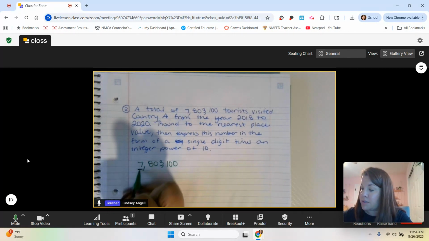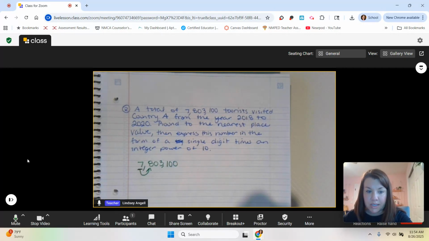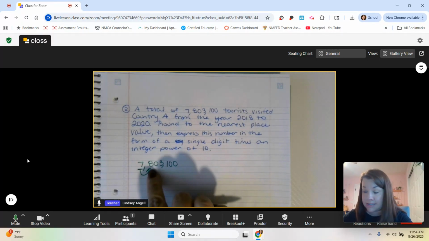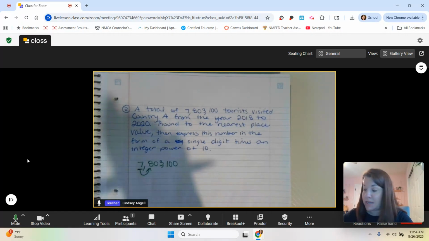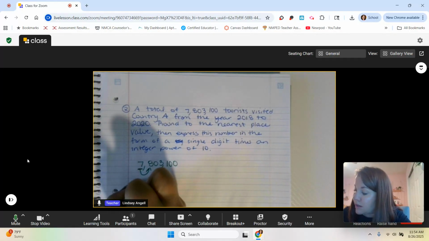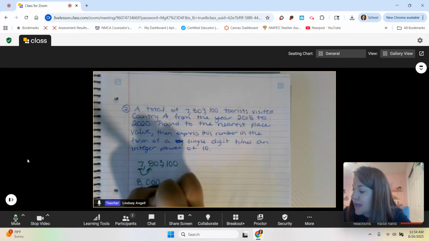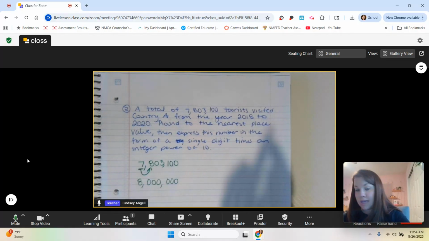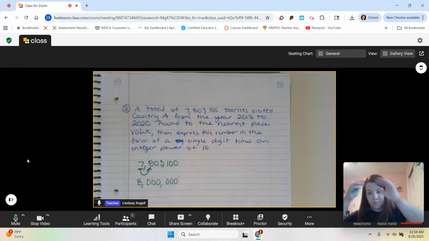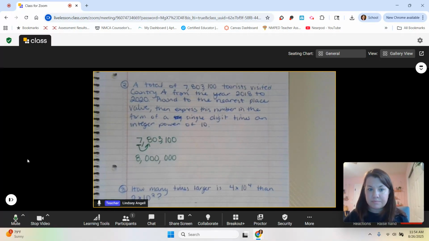So if I'm going to round to my millions place, I need to look to the right of it. Since that value is 5 or higher, right? 8 is higher than 5. This gets bumped up 1, to 2, and 8, and everything else after it becomes 0. They get left off. But in order for me to know that it's millions, I have to put zeros in there to hold their place value.